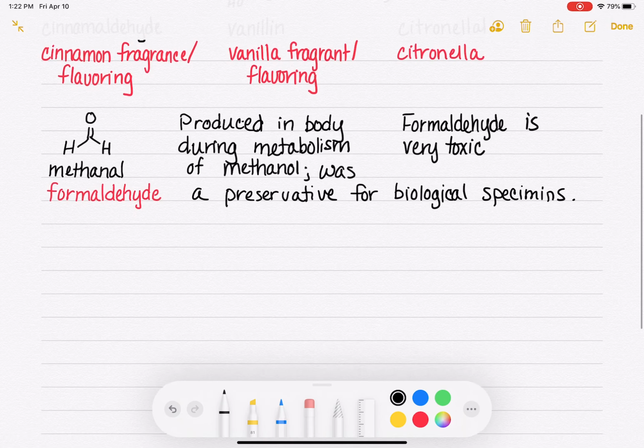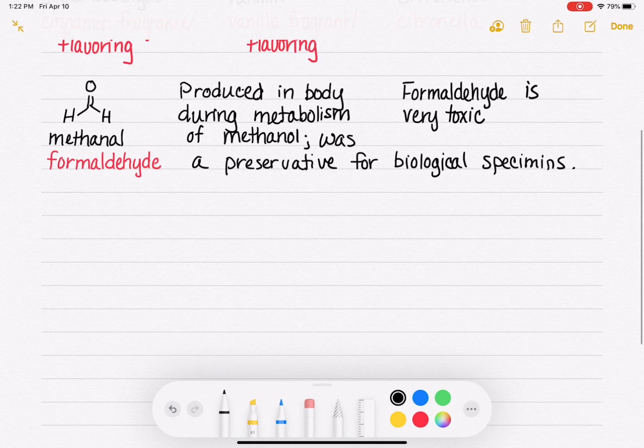But because formaldehyde is hazardous, even if we're not consuming it, just inhaling the formaldehyde fumes, we know that is hazardous for humans. And so we have moved towards other preservatives that are not as effective as formaldehyde, but they're also not as toxic as formaldehyde. So it's kind of a give and take.